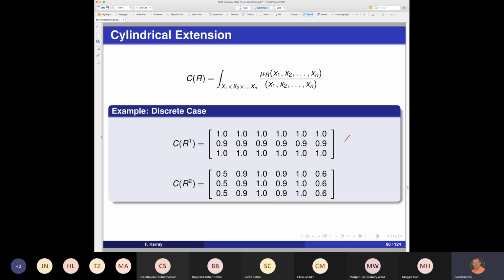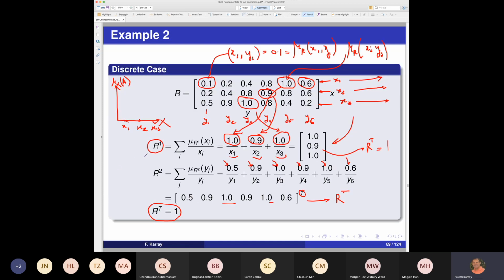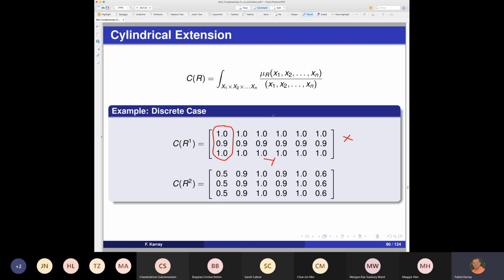So here again, we have X here, we have Y. So cylindrical extension of R1: we take the membership function of R1, which we have obtained here. Remember R1? So this is R1. And then we are going to extend it over Y. Okay? So cylindrical extension over Y. We take this one, so we replicate it over all elements of Y. Replication. This is the cylindrical extension over Y. Okay?